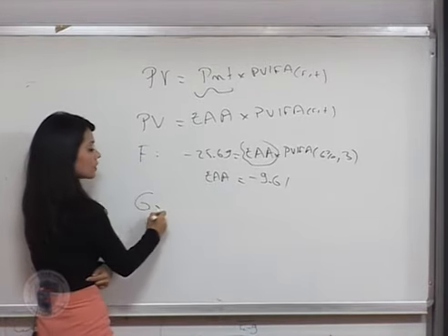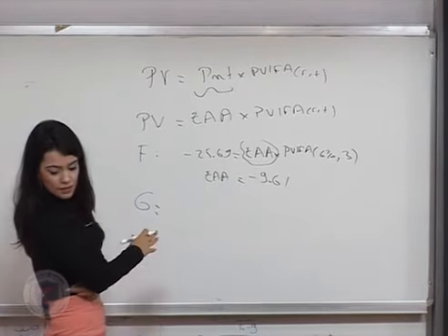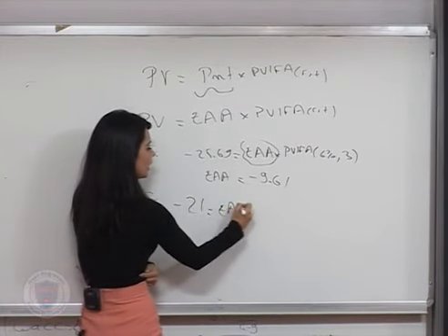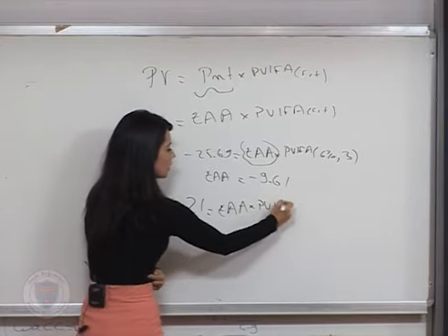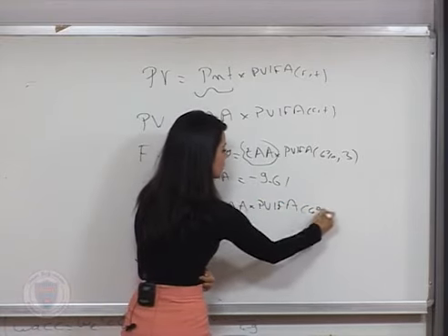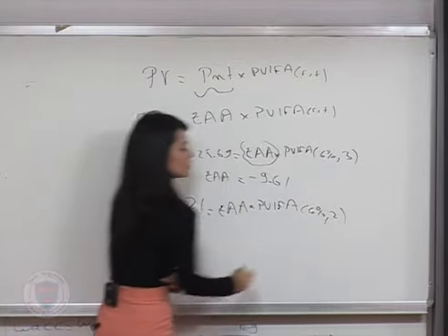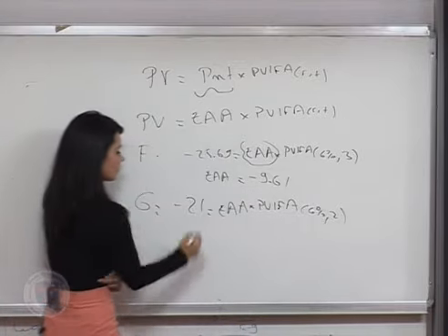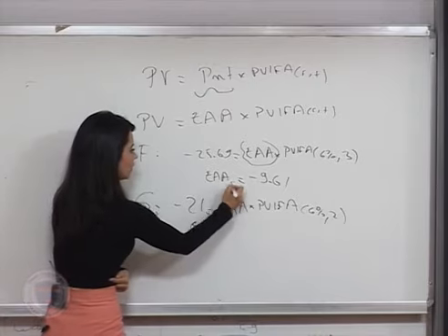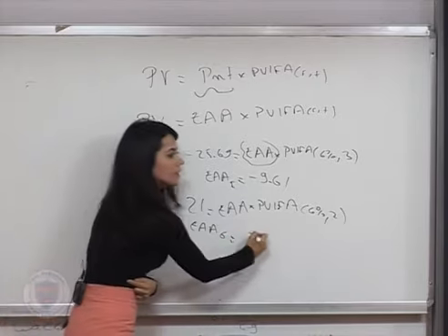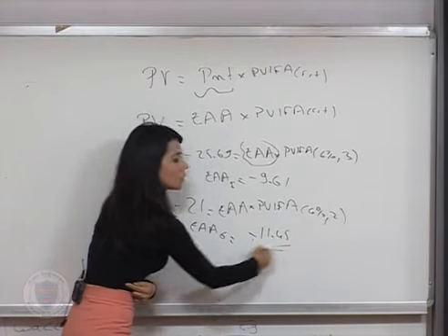Then you're going to do the same thing for G. For G, present value is 21. Equivalent annual annuity times PVIFA with 6% interest rate. And this machine can be used for 2 years. So this time I'm going to write 2. So equivalent annual annuity for G will be equal to minus 11.45.